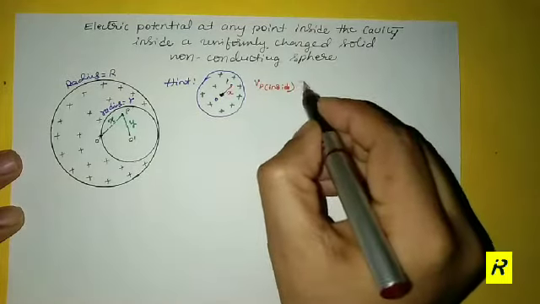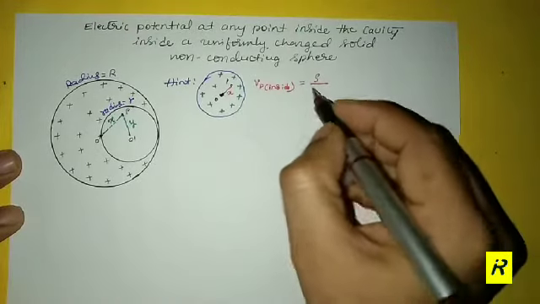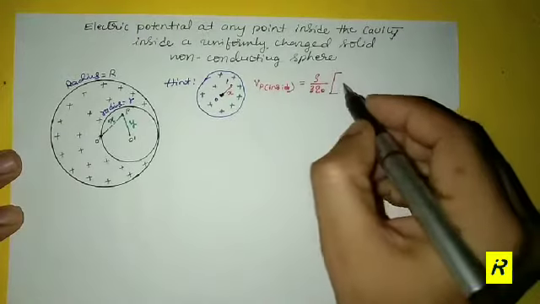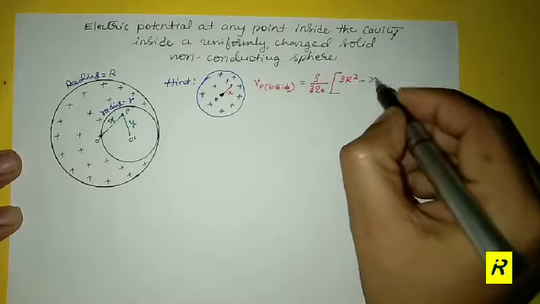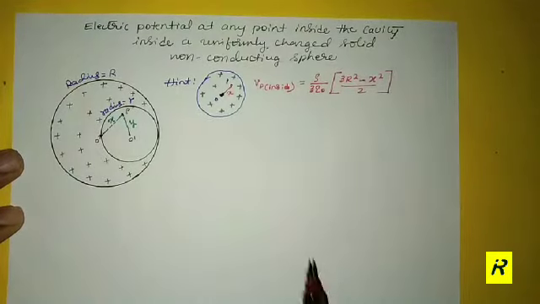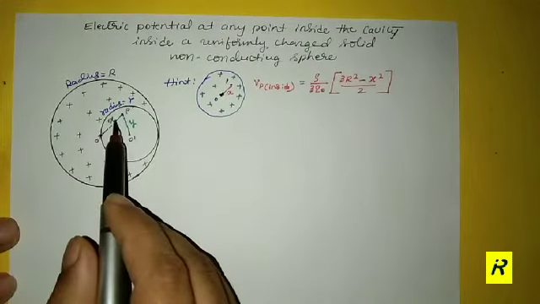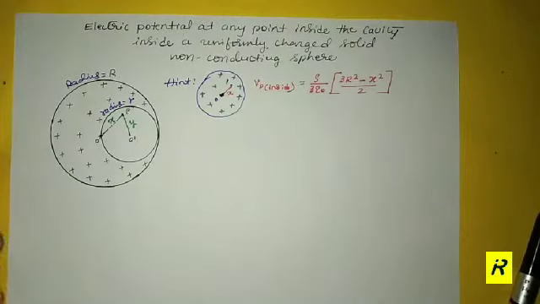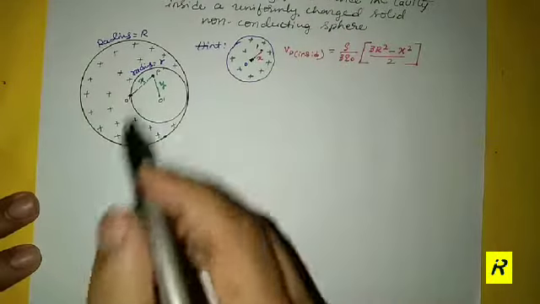is given by rho divided by 3 epsilon O, and inside the bracket it is 3R square minus x square, divided by 2. So this is the hint that we must follow in order to find the electric potential at any point inside the cavity. Well, so now we are putting our concentration on this picture.